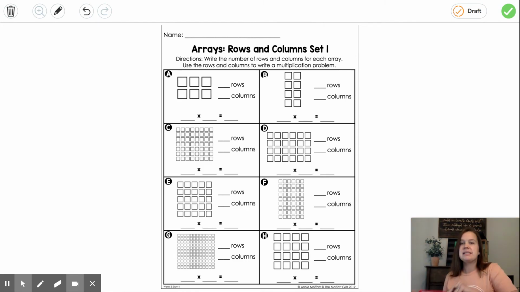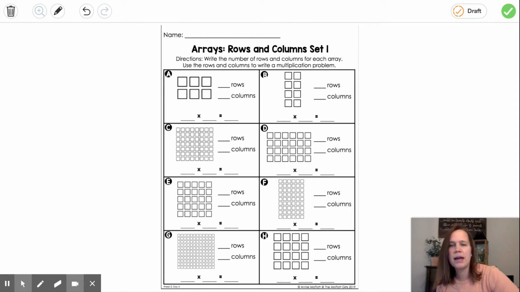All right, C. Ooh, this one's getting bigger. But I'm going to use the same strategy. I'm going to count my rows. I'm going to count my columns. And then if I need to count them all up, I can count by ones, or I can skip count by however many are in a row, or skip count by however many are in a column. Either way works. So I'm going to count my rows first. And I have 1, 2, 3, 4, 5, 6, 7 rows.